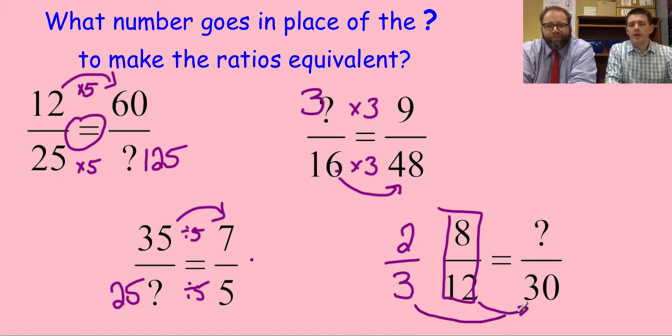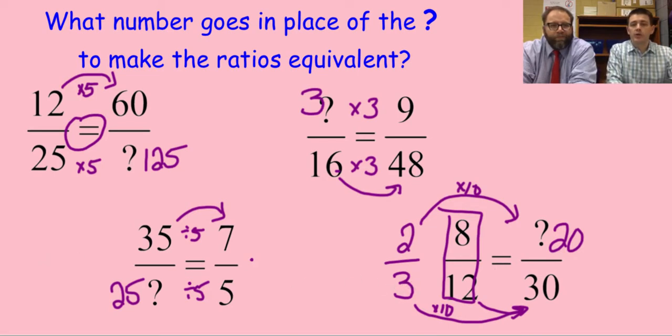Now look at our denominators. Can I take a 3 and turn it into a 30? Well, I can multiply times 10. So I can do the same thing to my numerator. 2 times 10 gives me 20. So sometimes if you can't find a direct way to get there, think about possibly simplifying the fraction, and that can help you find that pattern there.